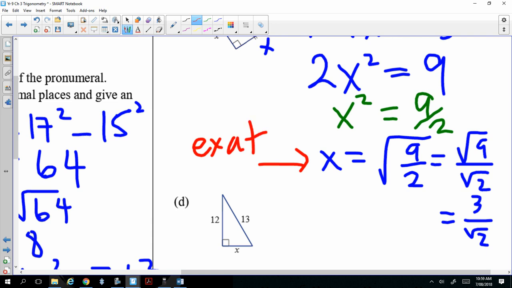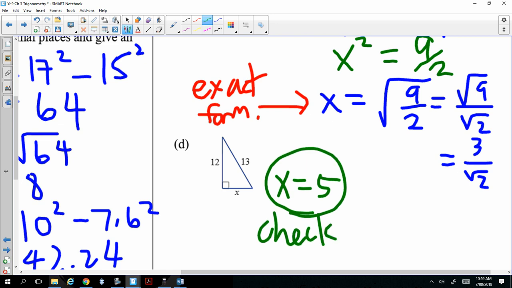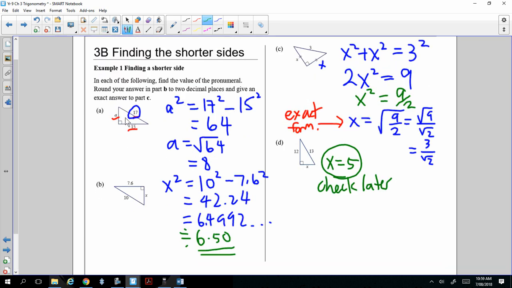Alright, I think the last one's super easy, so I'll just give you the answer. X is 5. Alright, check later. Please do the work for 3A and 3B today. Any question, let me know. Now, look carefully, study C carefully. That's the only example that's new to you, or possibly new if you have done it last year. Well done.